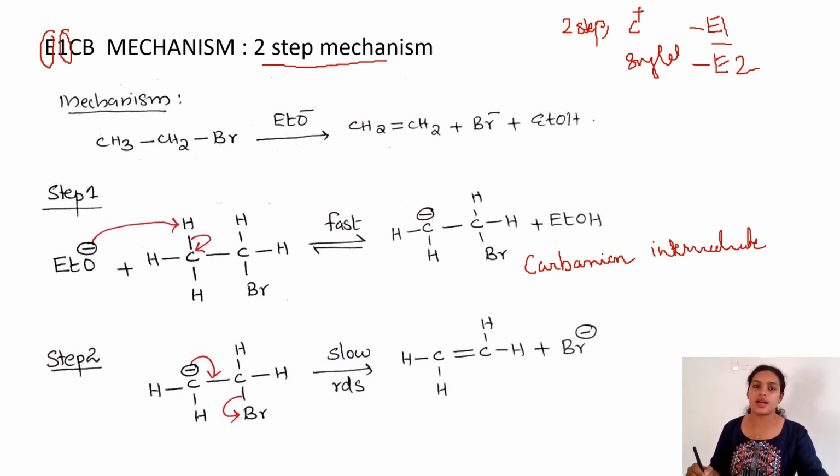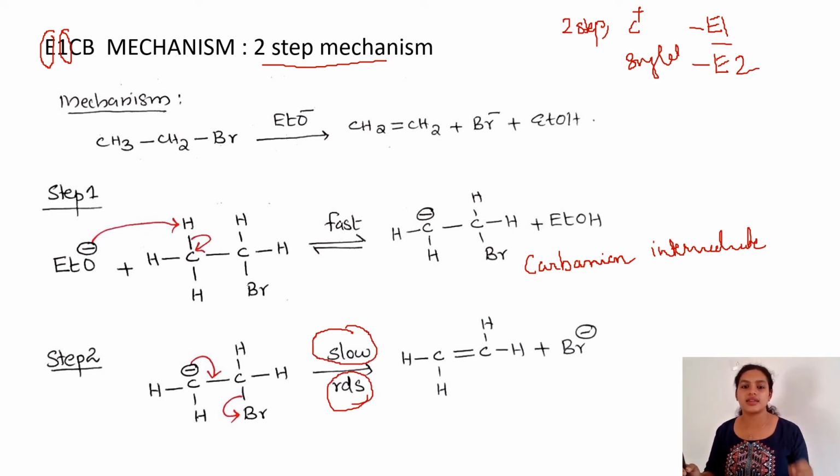The base abstracts one hydrogen to give a carbanion intermediate. In step 2, from this carbanion intermediate, the Br is eliminated to give the product, alkene. This is the slow step and therefore the rate determining step. You can see that the rate determining step involves only the concentration of the carbanion. This carbanion is the conjugate base of the substrate.